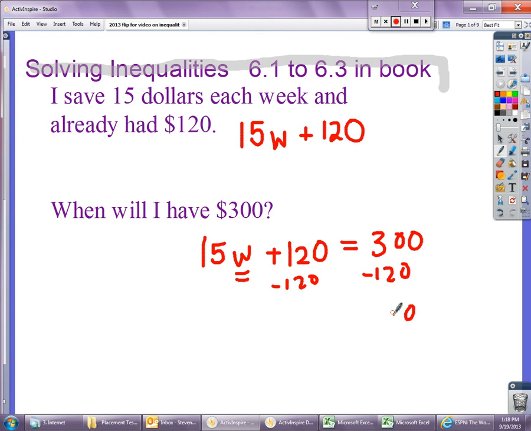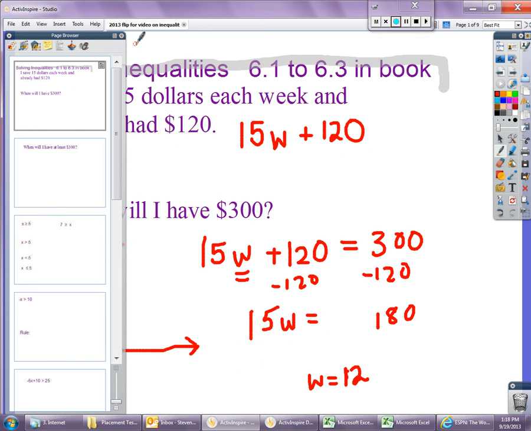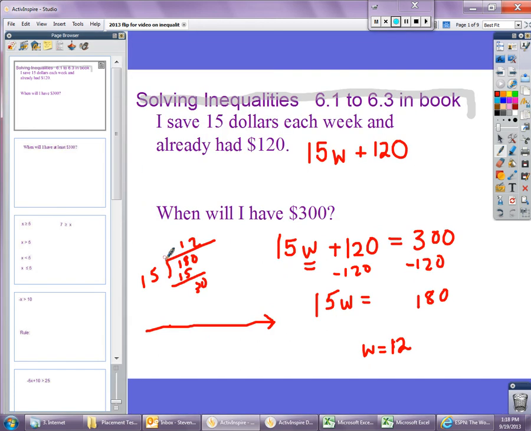We get 180. So you get 15W equals 180, and 15 goes into 180 12 times. So that would mean that after exactly 12 weeks would be the only time you'd have exactly $300. So we solved this equation and we got an exact answer. You wouldn't have $300 after 13 weeks. You wouldn't have $300 after 11 weeks. You would need exactly 12 weeks.